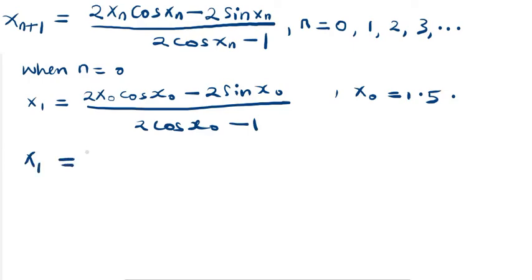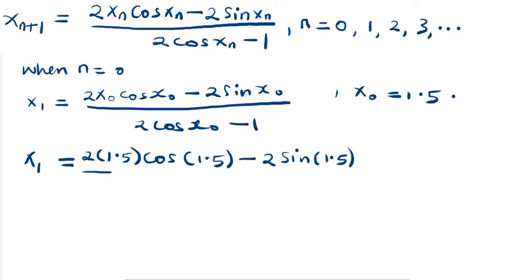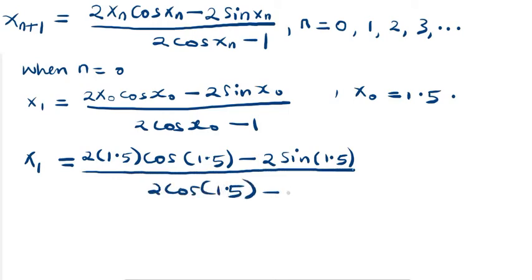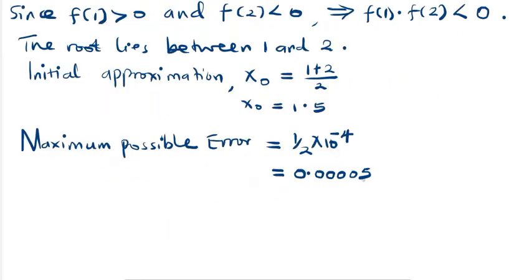x1 is going to be equal to 2 times 1.5 cos 1.5 minus 2 sine 1.5 everything over 2 cos 1.5 minus 1. So when you press our calculator, which is still in radians, this value is going to be equal to 2.07656. 5 decimal places is what we are working with, because the maximum possible error is to 5 decimal places.